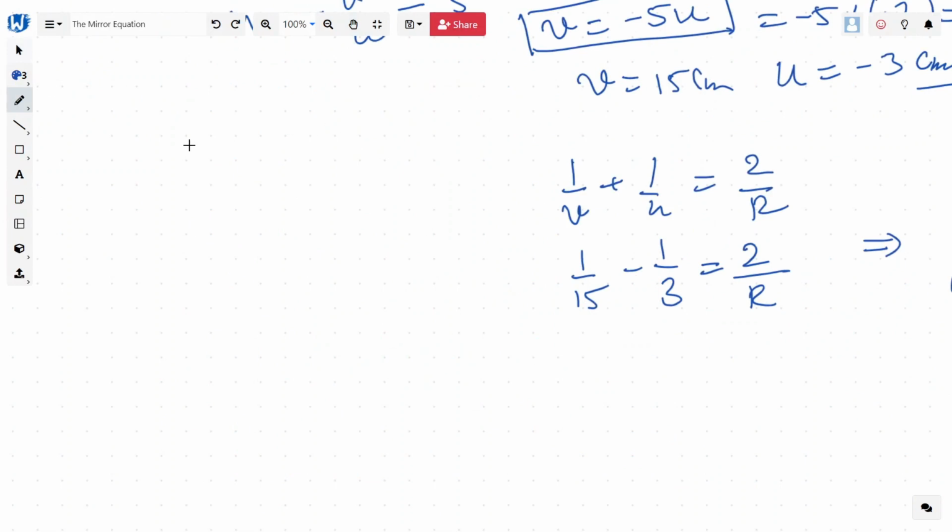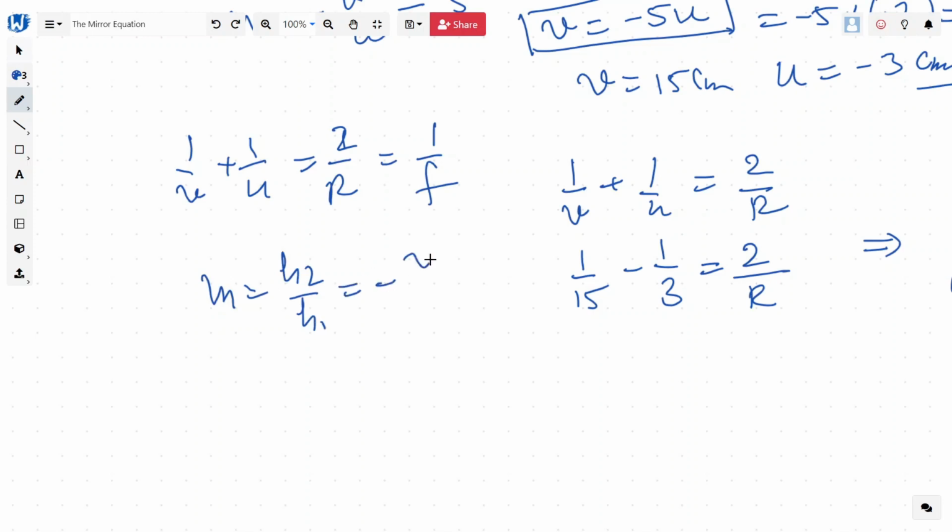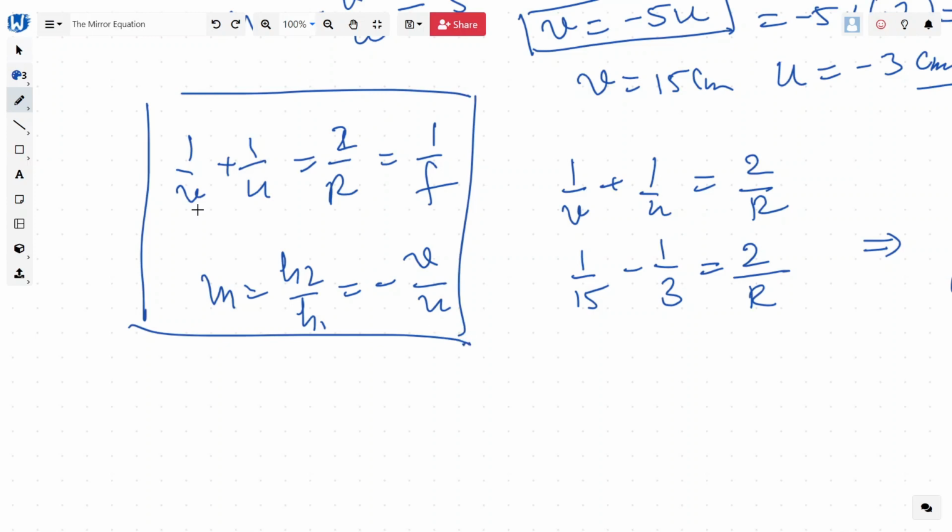couple of things about it, we can always find a relationship between them. So 2 by r is also equal to 1 by f, and m is also equal to h2 by h1, which is also equal to minus v by u. With this fundamental formula, we can solve any kind of questions related to mirrors, their positioning, their object, their sizes, etc. So this was a couple of examples. We'll do more problem sets in a future video.